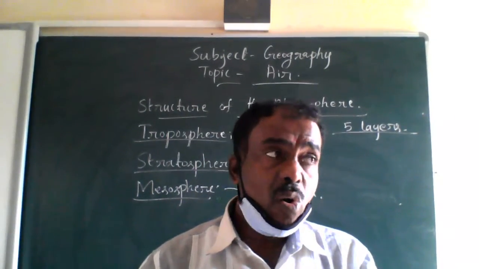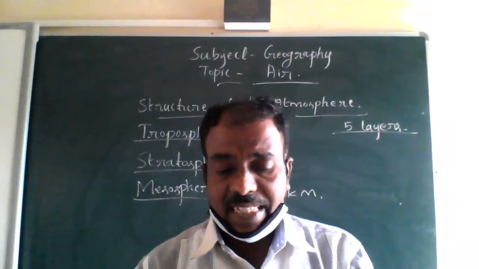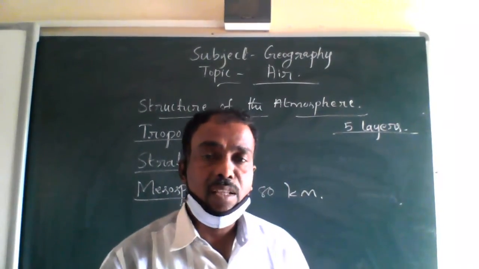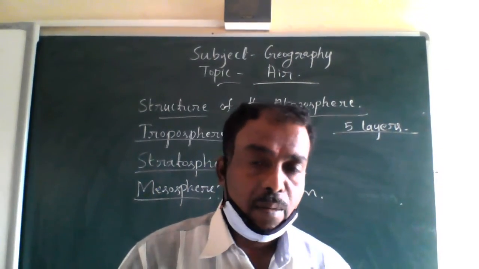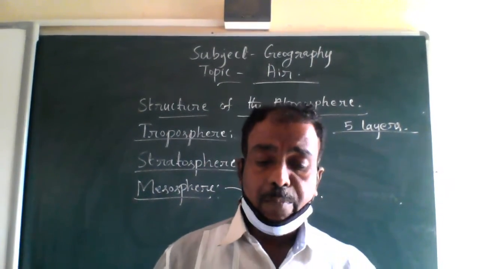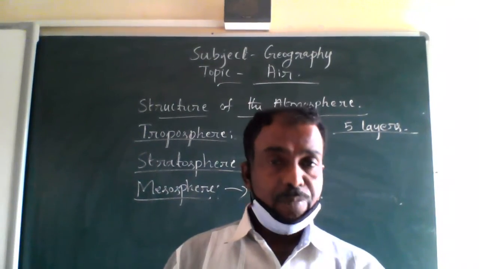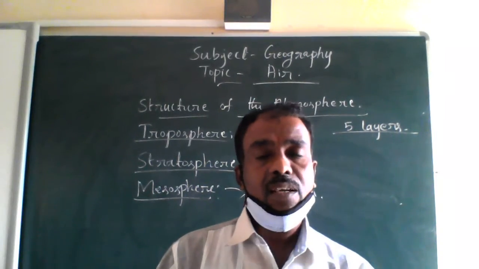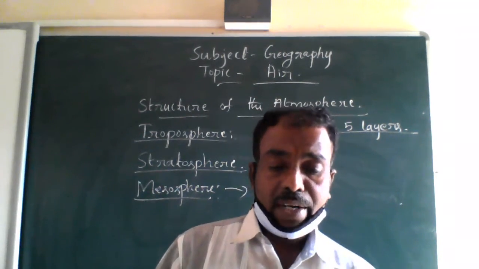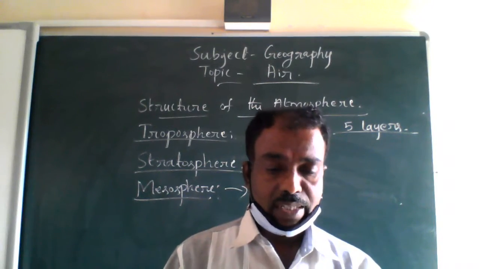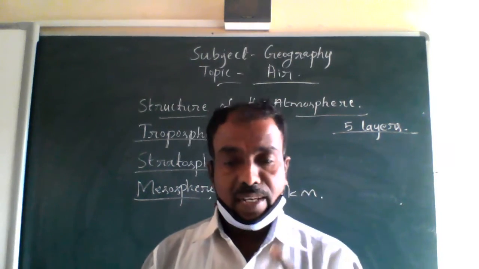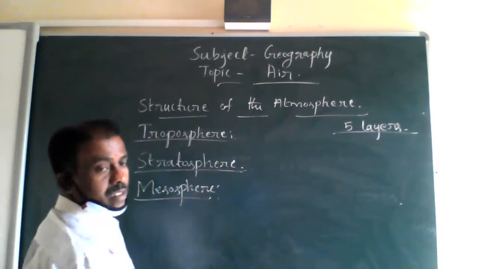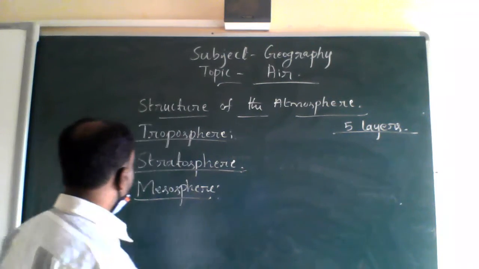See, meteorites burn up in this layer on entering from space, which we studied as meteoroids in the previous year. When these meteoroids enter this sphere, they burn off within this layer only. Got it, dear students? So the next one, the fourth layer of the atmosphere, is the thermosphere.